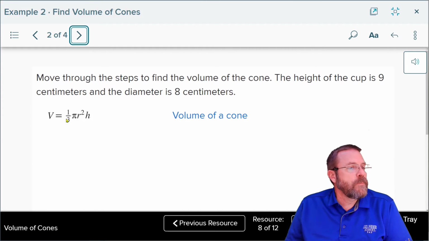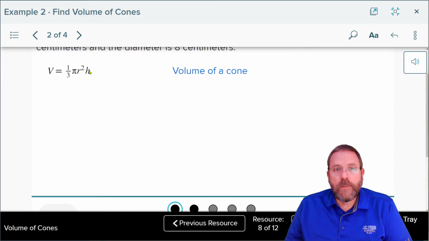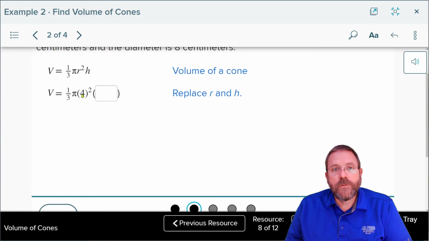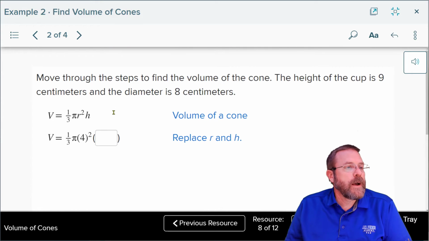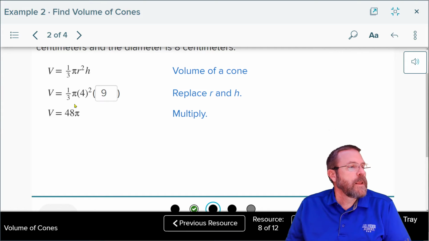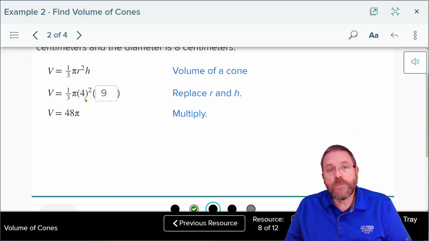Continuing on with the problem, they started off by writing their same formula, 1/3 times pi times radius squared. Pi times radius squared is your base area, and then multiplying all that times the height. Next, they plugged in what they knew. They had a diameter of 8, so they did a radius of 4, and the height is going to be 9 centimeters. So I'm going to put my 9 in here. Check that. It checked.